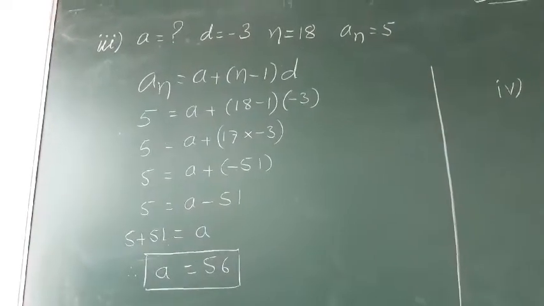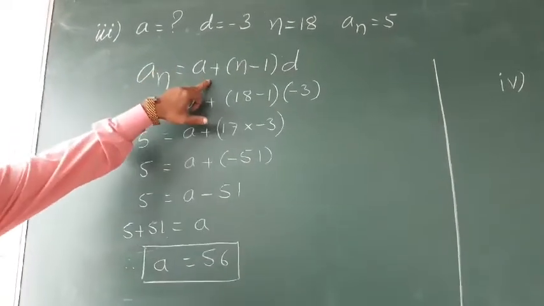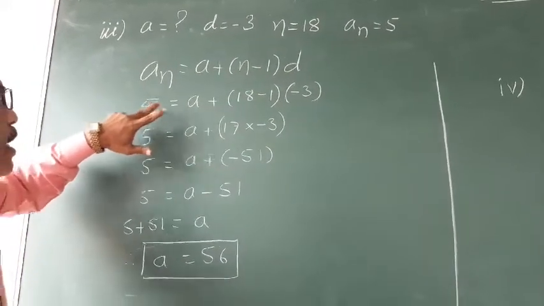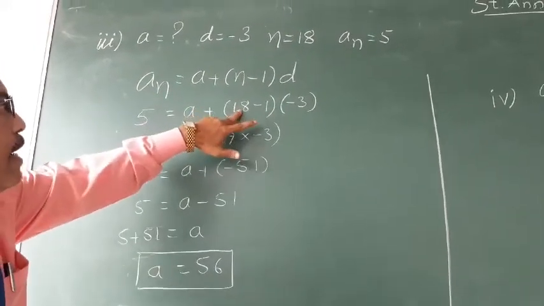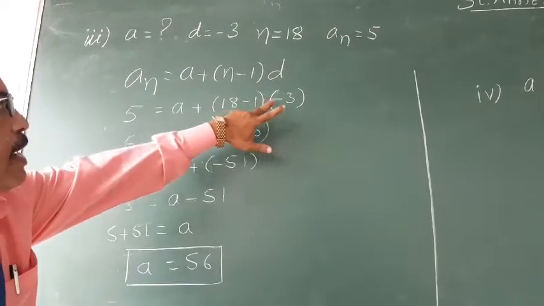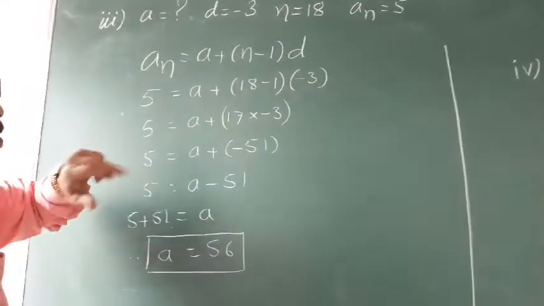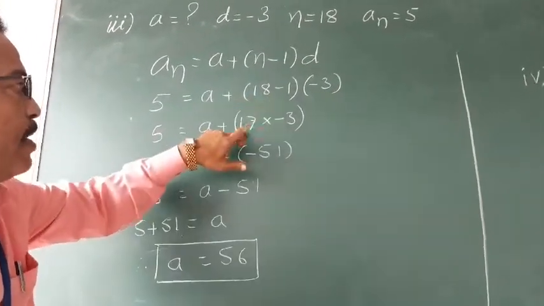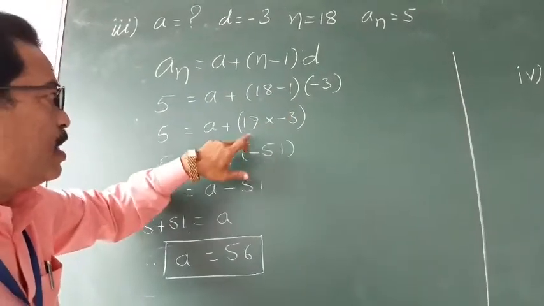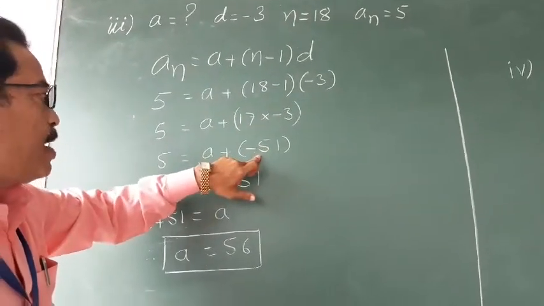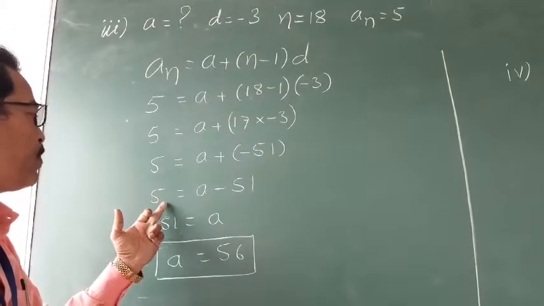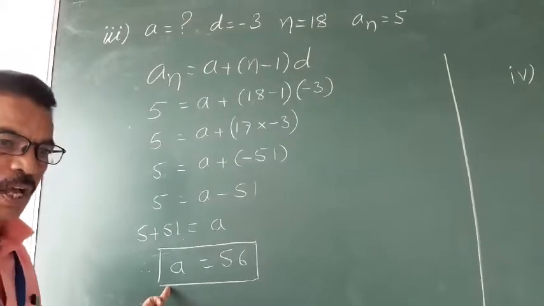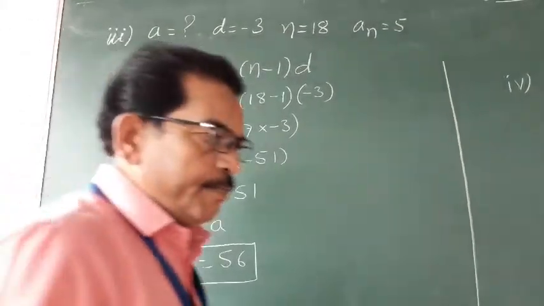See once again, an equals a plus (n minus 1) into d. an is 5, n is 18, 18 minus 1, and d is minus 3. 18 minus 1 is 17, 17 into 3, that is 17 threes are 51, minus 51. Minus 51 is transferred to this side, that is plus 51. a equals 56. Observe the problem once again.